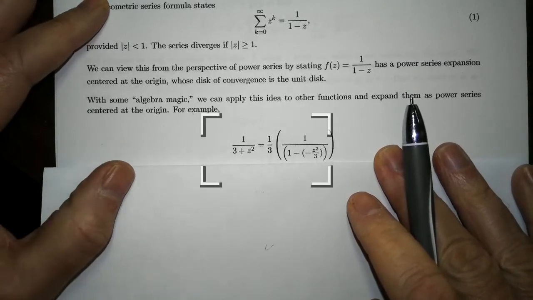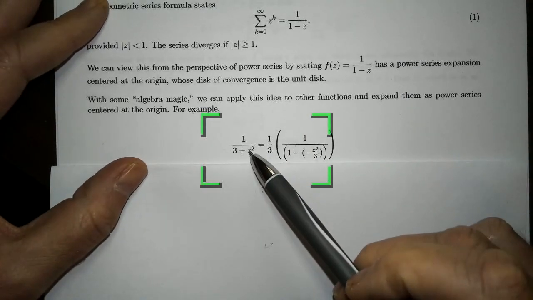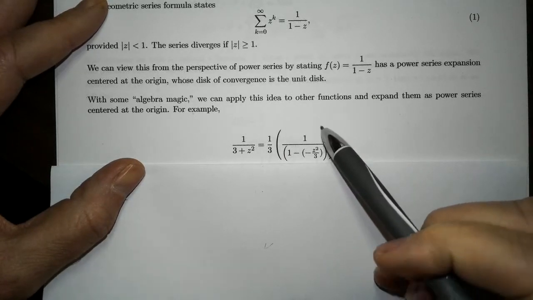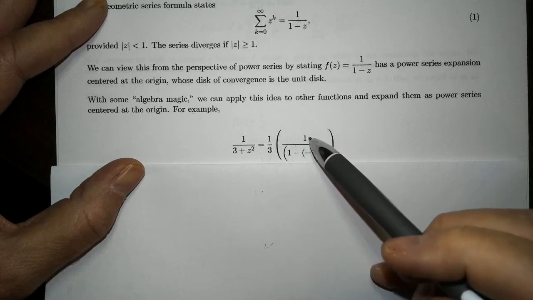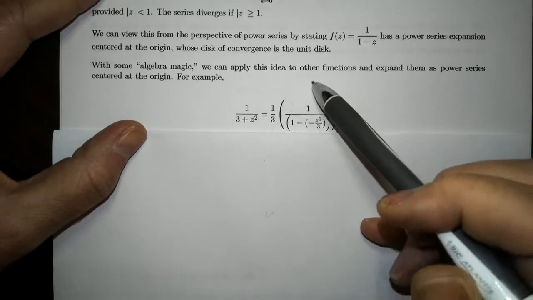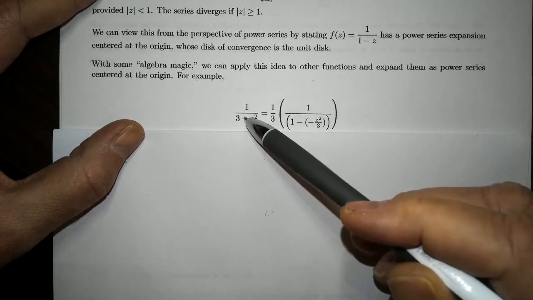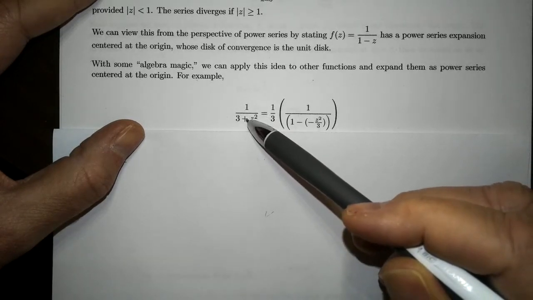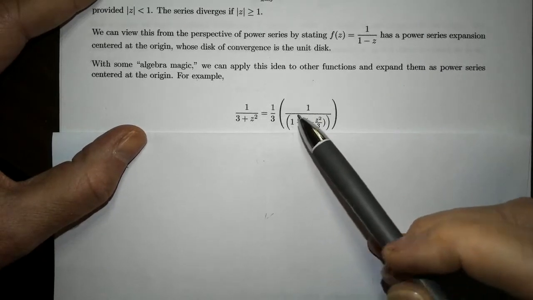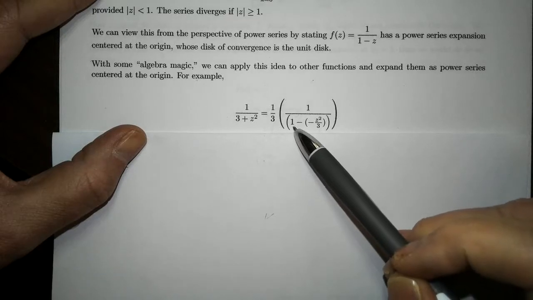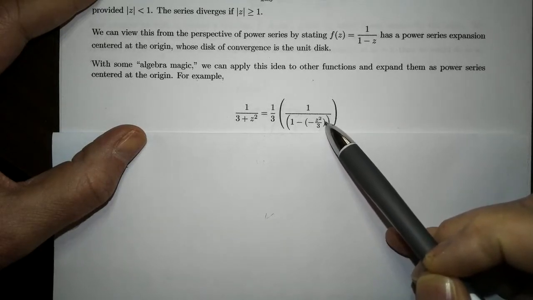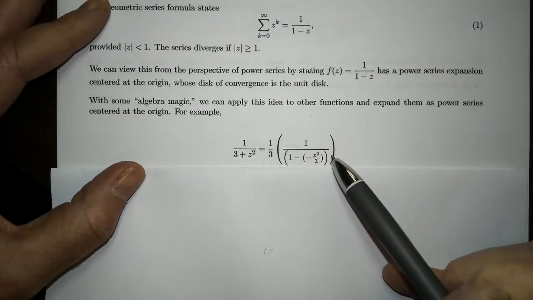So for example, let's take the function 1 over 3 plus z squared and try to expand it as a power series centered at the origin. The idea is that we want to get something of the form 1 over 1 minus something, to which we can apply this formula. So in the denominator, I factored out a 3, and I changed this positive sign to a minus sign. So this is the same as 1/3 times 1 over 1 minus parenthesis minus z squared over 3. So just a little bit of algebra. You might want to pause and check that this is true.